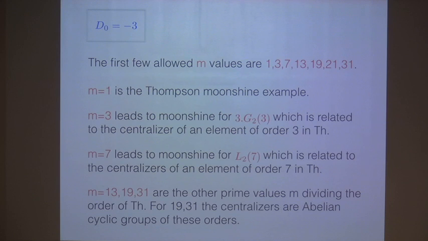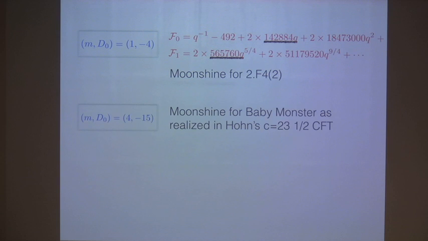But my microphone is kicking out and time is short, so maybe I won't go through these. But you get a series of groups that make it look like as you go up in M, you're looking at subgroups that are centralizers of elements of order M. And then there are some other examples. And you find examples that were known before.